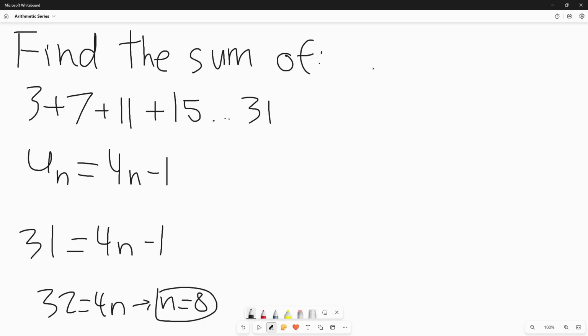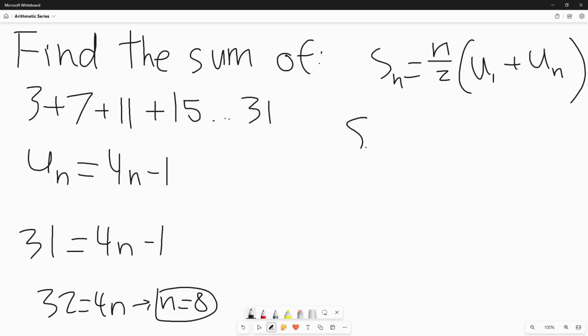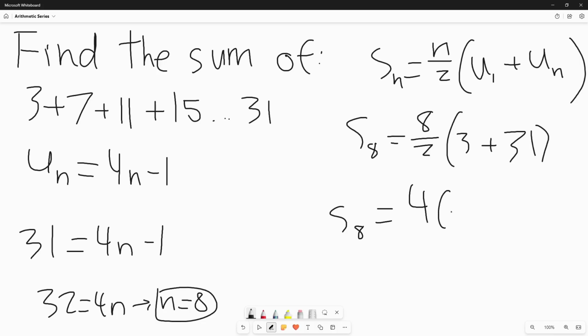Now let's use the formula we learned earlier, which is Sn equals n over 2 times (u1 plus un). And let's replace n for 8 because that's how many terms there are in this series. So S8 equals 8 over 2 times u1, which is 3, plus un, which is 31. And this simplifies to 4 times 34, which is 136.